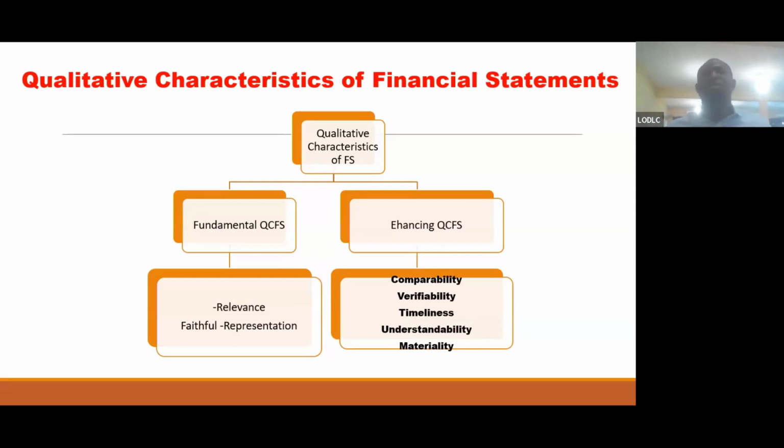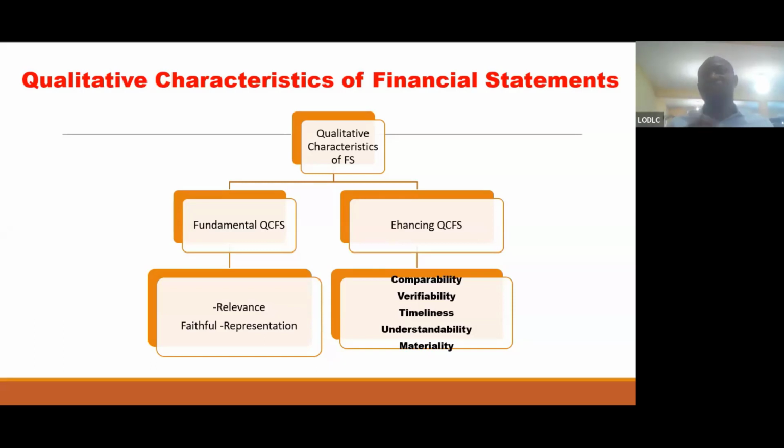Then timeliness. So timeliness is an important aspect of enhancing qualitative characteristics of financial statements. So every financial statement must be timely. You know, the financial statements should be produced every year, most especially at the year end. Do you understand? So any financial information that is not timely automatically is not a good financial information again, because time is a very important aspect of every financial report. That is about timeliness.